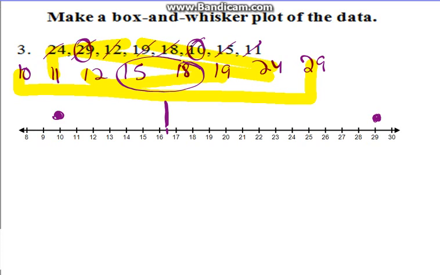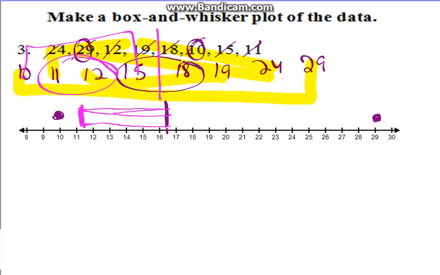Next, we want to get our first quartile. So we're going to divide our data in half and do this again. Move in, and there's our middle, 11 and 12. So add those and divide by 2, and you have 11 and a half. There's my first quartile. So I've got the left half of my box now. Oops, it's not very pretty. And I can draw my whisker.